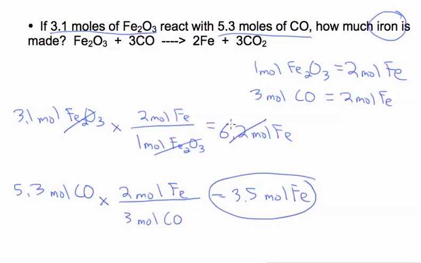3.5 moles of iron, because our carbon monoxide runs out then. So once again, the smaller amount was not the limiting reactant, it was the excess. Be careful and don't just assume.